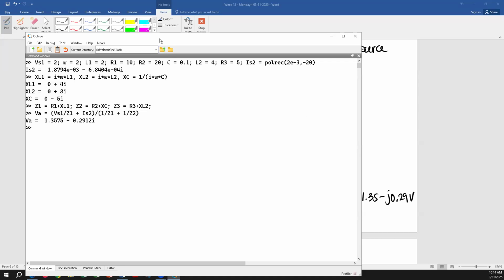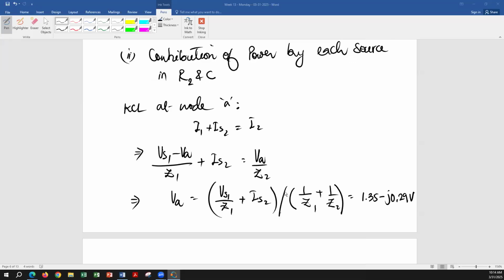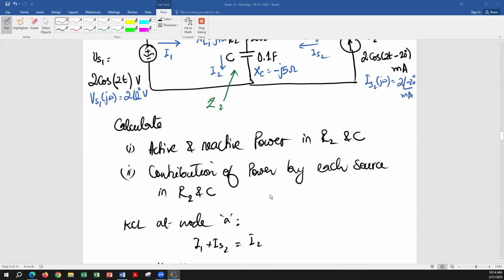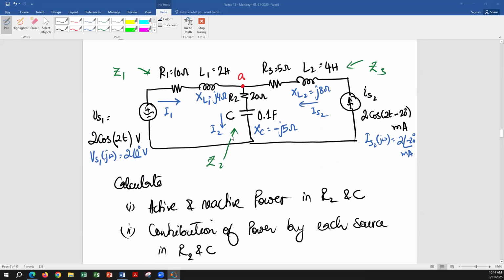And that's the same function that you used in software class, with the exercise that I asked you to do. Anyway, VA is coming out to be this. All right, since we know VA now, what was our goal? Our goal is to find I2 to calculate the active and reactive power here. So let's calculate I2, which will be VA over Z2.